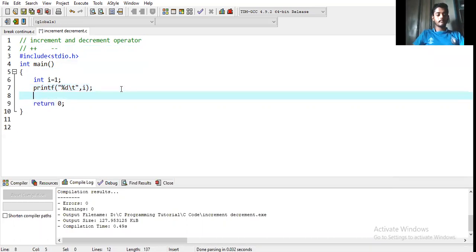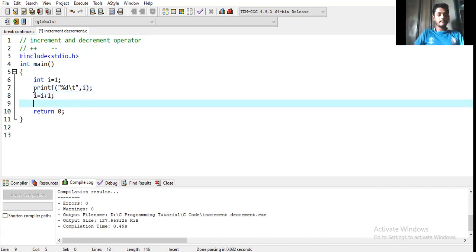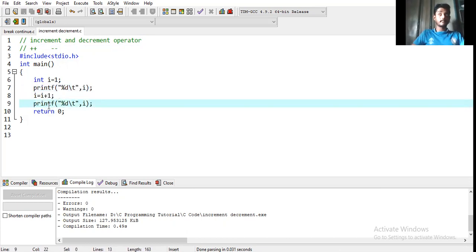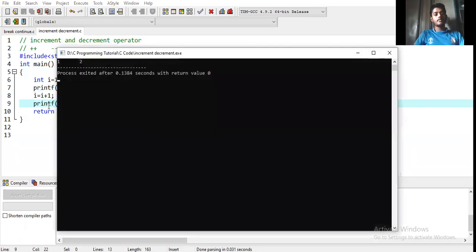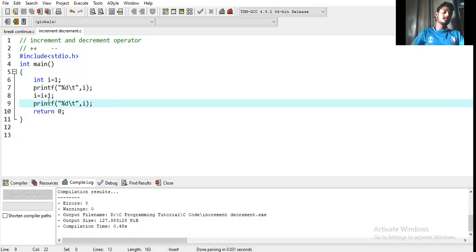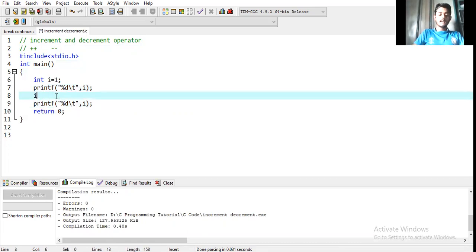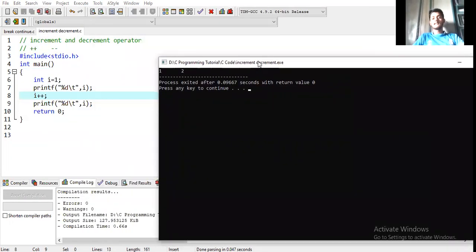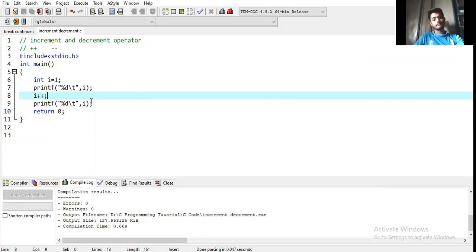Now write i equal to i plus 1 and then print i. You know i will be incremented by 1 the second time and the output will be 1 and 2. Now instead of this, write i plus plus and run the program. You can see there is no difference between i equal to i plus 1 and i plus plus.